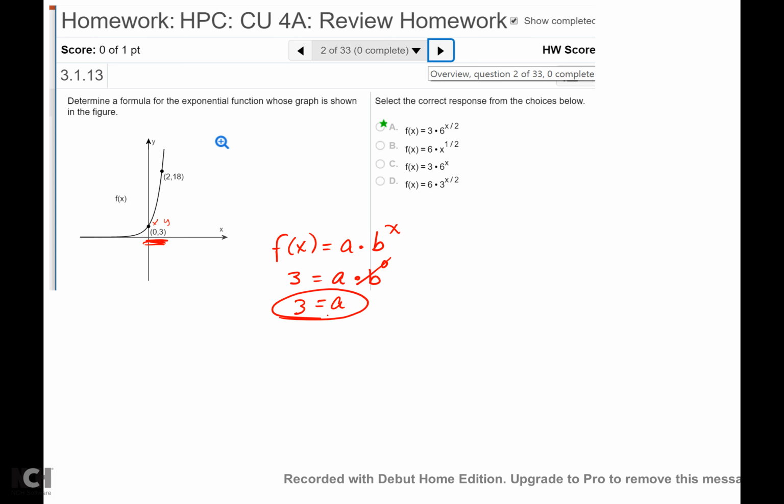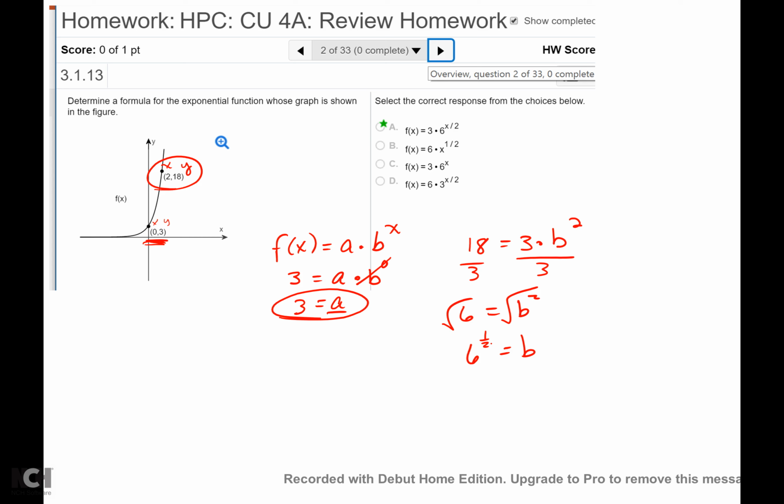Okay, so now I need to get a b, which is why they give me another ordered pair. So now if I change this to x and this to y and this to a, I have 18 equals 3 times b to the second, because I got to figure out b now. So I'm going to isolate, divide by 3, I get 6 equals b squared, and if I square root, I get b equals the square root of 6, because I can't break it down, and they're going to write it as 6 to the 1 half, okay?